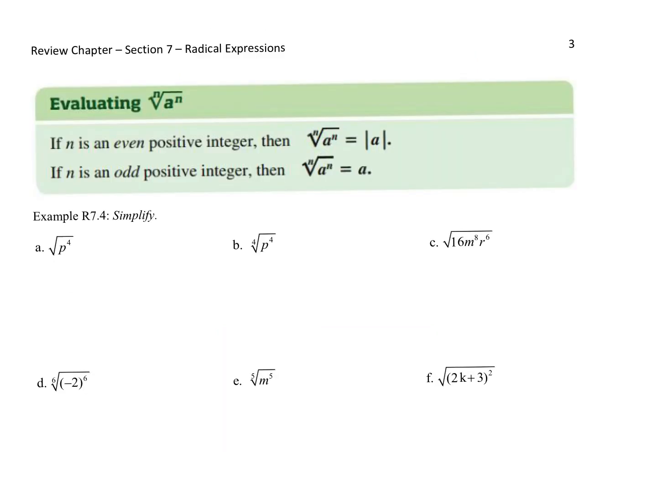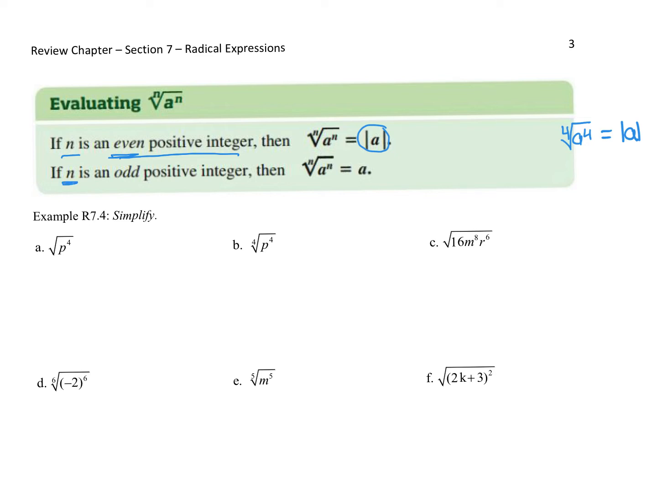Okay, so when we take roots, there's something we need to be a little bit careful of. If n is an even positive integer, then when we take the root, we need to make sure that we take the absolute value of it. For example, if I have the 4th root of a to the 4th, 4 and 4 are even numbers. They're the same. They should match. So the answer isn't just a, but the absolute value of a.